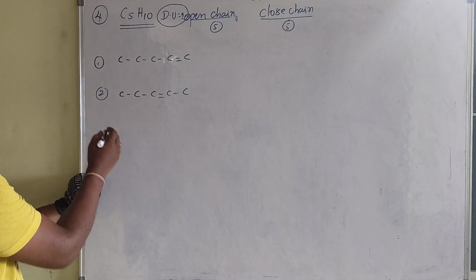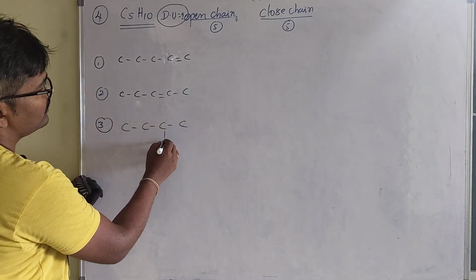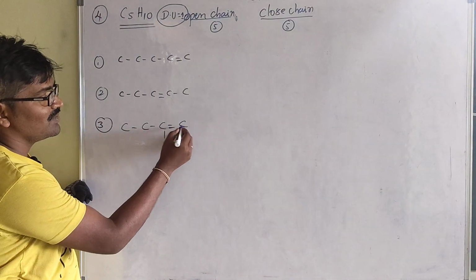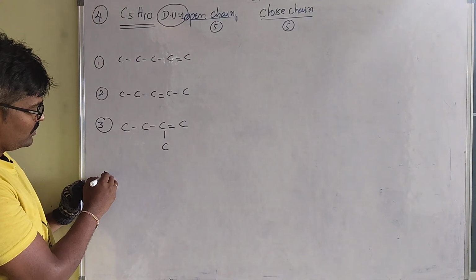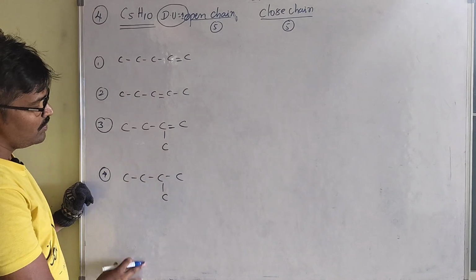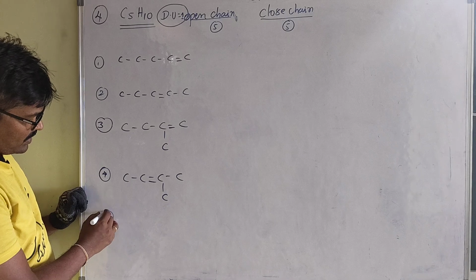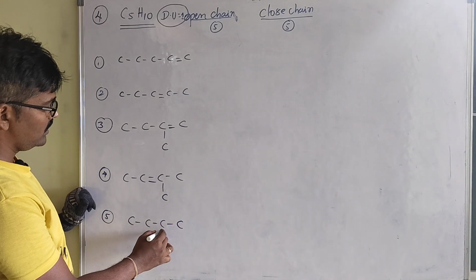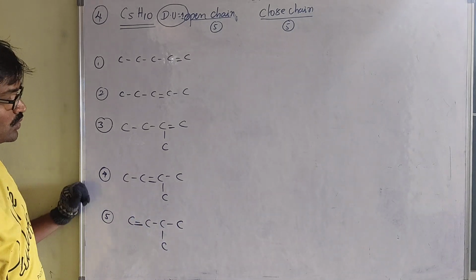Then the third one, look, C bond, C bond, C bond, C. If you take it like this, I put the pi bond here, right? Is that possible? Yes, possible. Fourth one, can the pi bond be placed here? Yes, it can. Then the fifth one, can the pi bond be placed here? Yes, it can. These are possible, check.